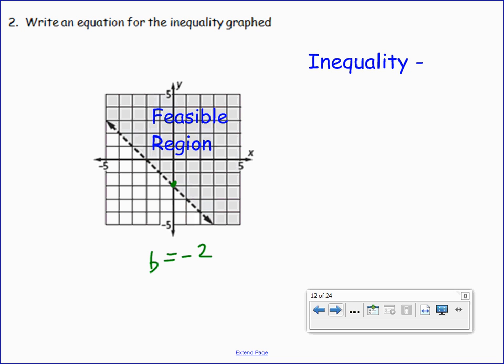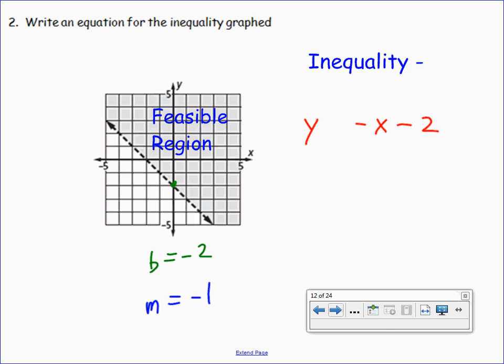If my y-intercept of the boundary line was negative 2, I can count out the slope by doing rise over run. So what does the slope of that line appear to be? Joe? Negative 1. Thank you. If this were an equation, my boundary line would have equation y equals negative 1x minus 2. But it's not an equation. It's an inequality. So we now need to decide what symbol would go here.